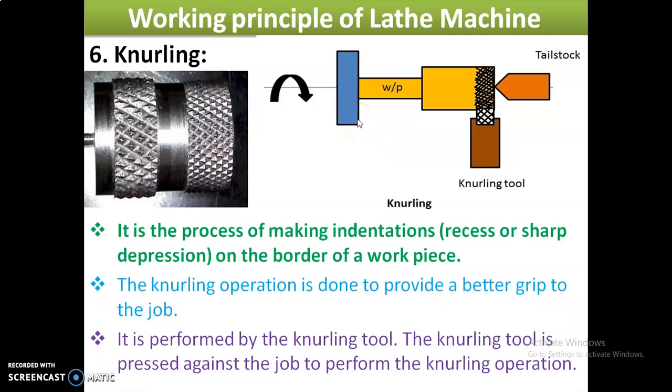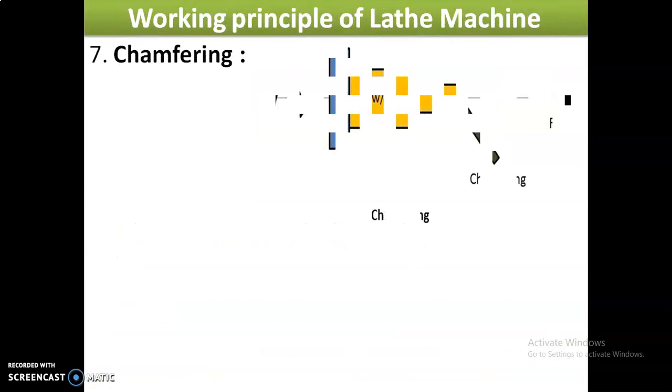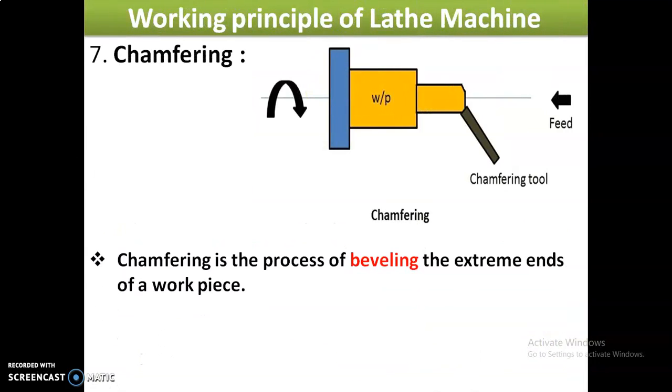Now let us see the seventh operation, that is chamfering. This is a chamfering diagram. In the chamfering operation, we have to feed the cutting tool in this direction. So this is a beveling shape.